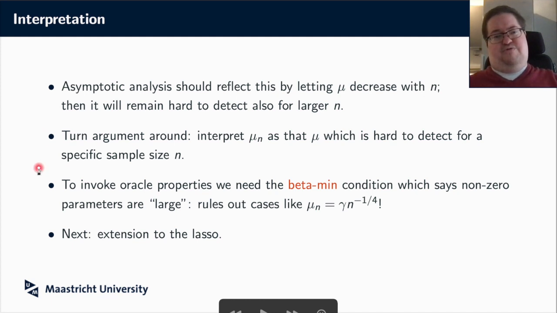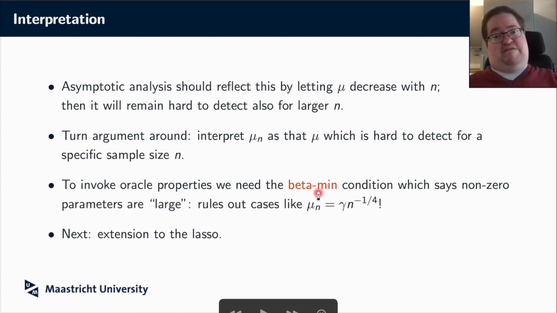Now, how does this relate to what we've done so far in the course? Why did we not encounter these problems? Well, the main reason was we assumed beta-min conditions. Beta-min conditions say non-zero coefficients, in our case mu, the mean, should be large enough. Well, that large enough exactly is meant to rule out these cases where it decreases to 0 with a fast enough speed to cause problems for your model selection criteria. So by assumption, we ruled out these cases.